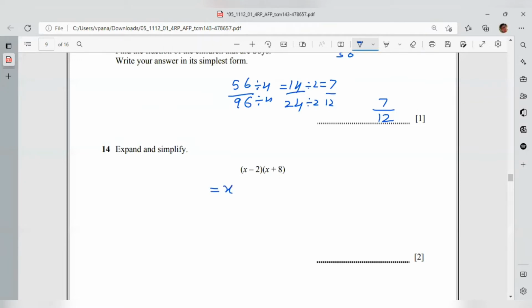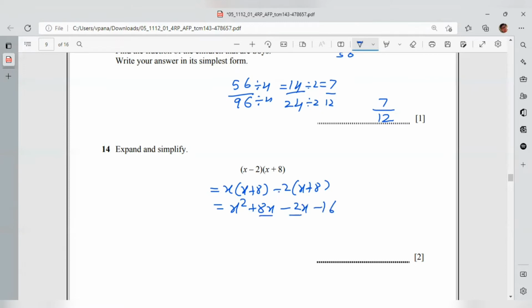So we can do this as x multiplied by x plus 8. There is a minus sign here. So minus 2 multiplied by x plus 8. So let us multiply: x times x is x square. X times 8 is 8x. Minus 2 times x is minus 2x. And minus 2 times 8 is minus 16.